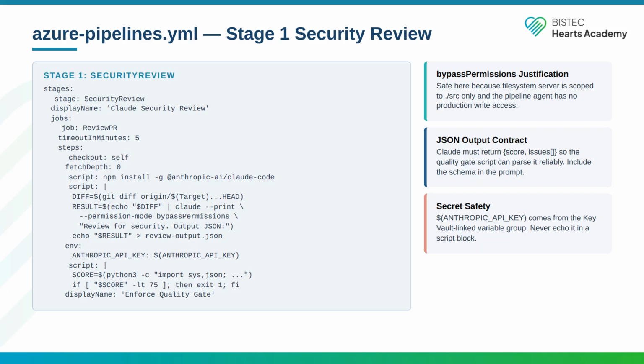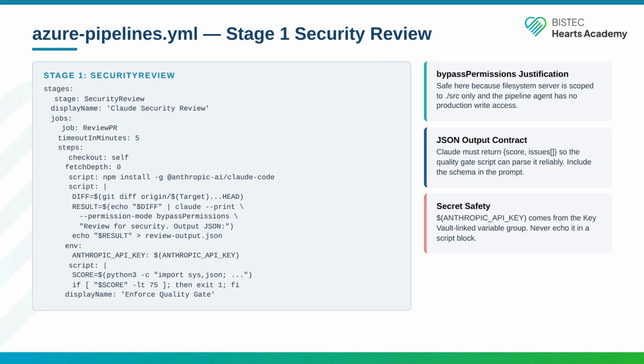The JSON schema in the prompt, score 0 to 100, issues, severity, line, description, fix, is a critical part of the prompt. Without an explicit output schema, Claude might return the analysis as prose, markdown, or any number of formats that a simple Python one-liner can't reliably parse. With the schema, the output is structured and consistent.